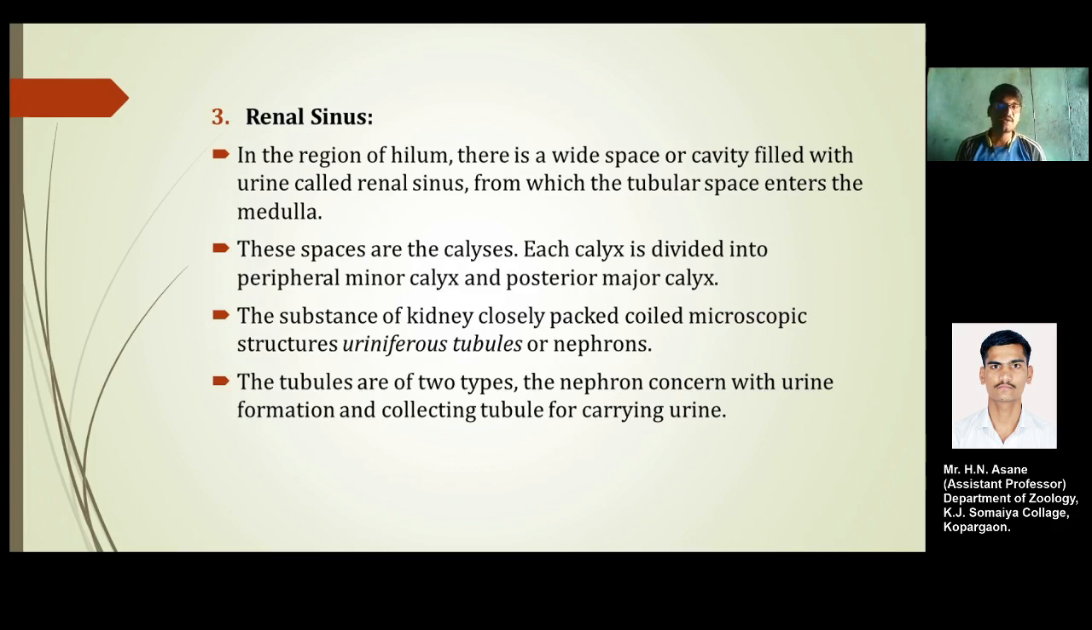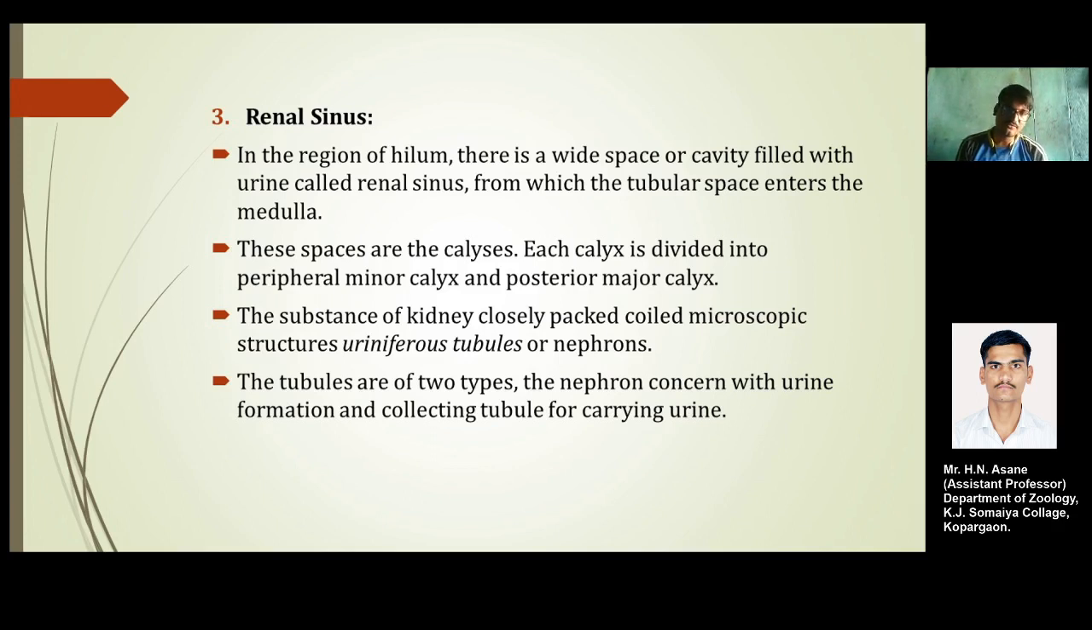So these spaces are known as the calyces. Calyces is the plural form, and each calyx is the singular form. Each calyx is divided into a peripheral minor calyx and a posterior major calyx. So that minor cavity opens into the major cavity to unite to form a ureter.